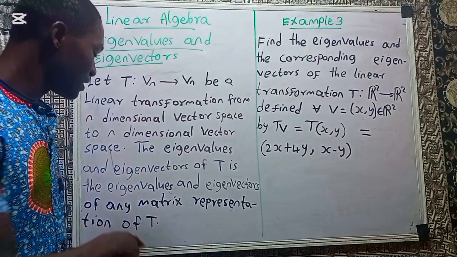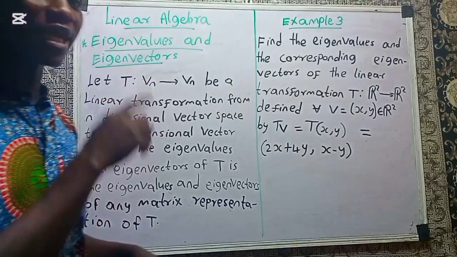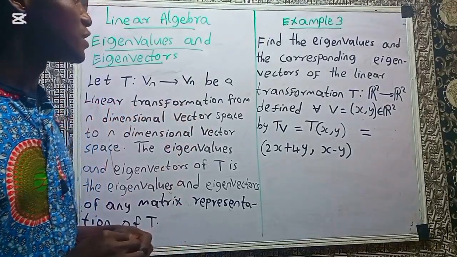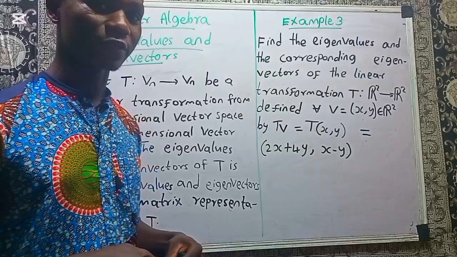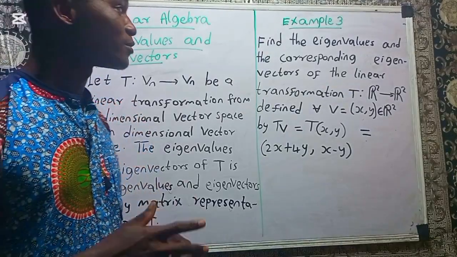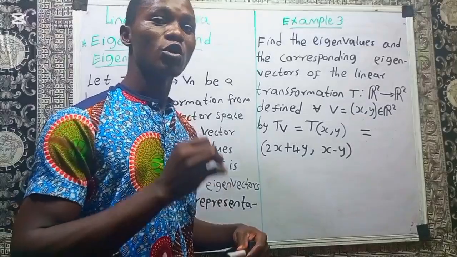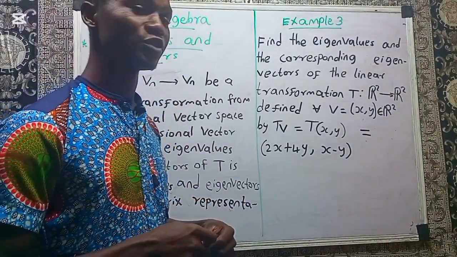So that's why I say any matrix representation of the linear transformation. Any matrix representation of that linear transformation is okay for us. We'll use this to find the eigenvalues and the eigenvectors. So when we have found it, we have already found the eigenvalues and eigenvectors of the very linear transformation given to you.